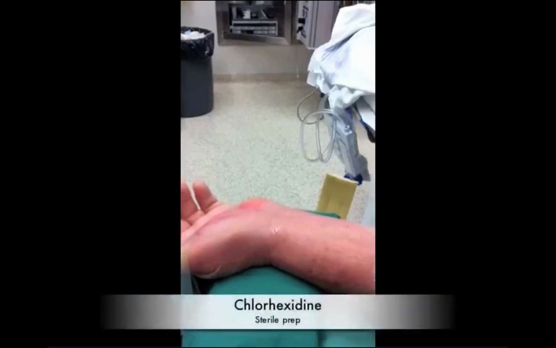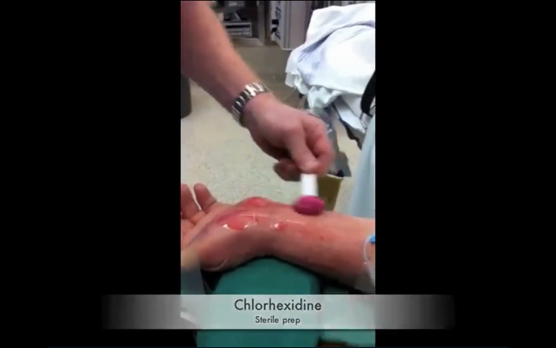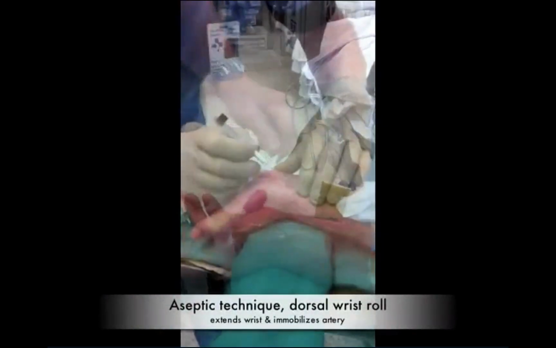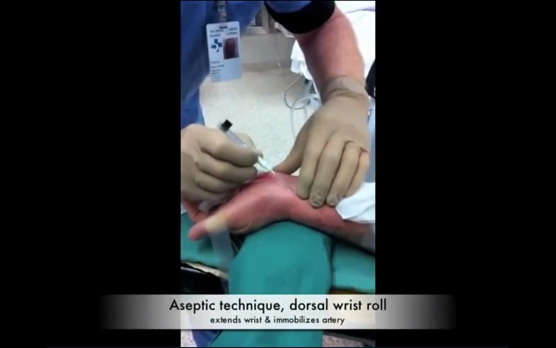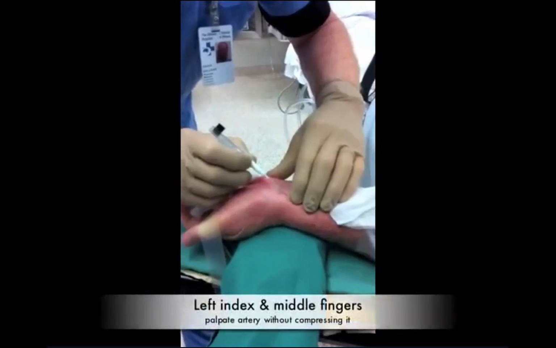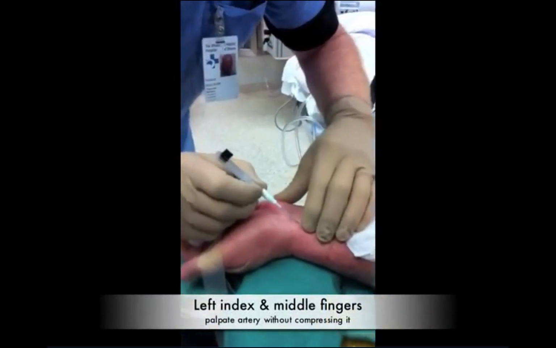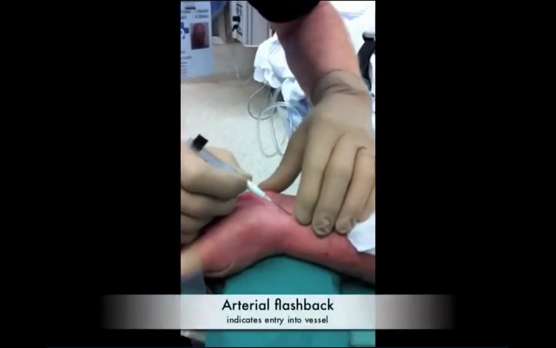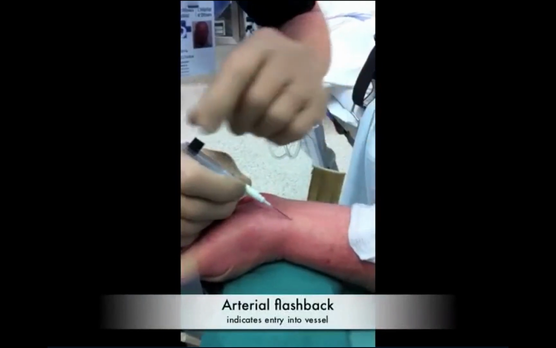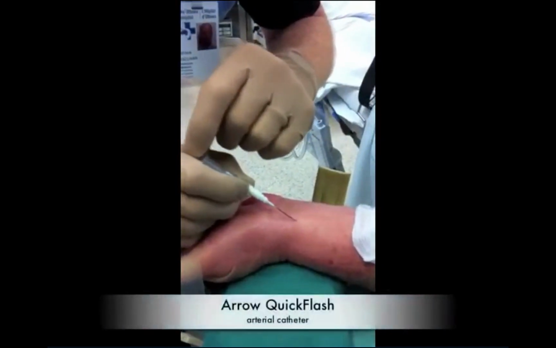The radial artery is the most common access site to establish an arterial line. The wrist is extended and cleansed with chlorhexidine prep. The index and middle fingers palpate the radial artery without compressing the artery. These fingers are used to visualize the location of the artery.